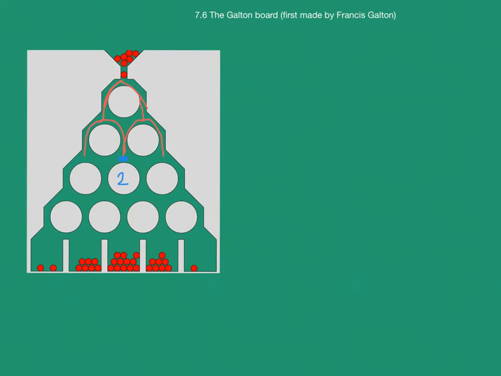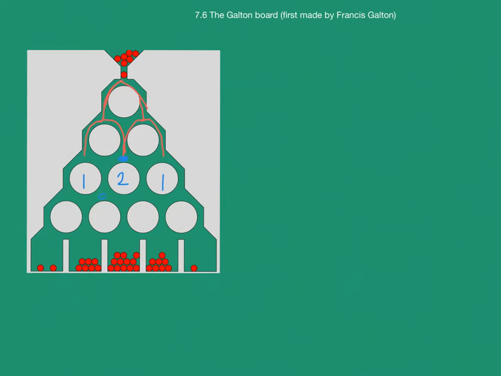And what about the pegs on the side? Well, there's only one way of getting here. That would mean that the ball has to fall down on this side and then on this side. So there's only one way of that actually happening. So we could write a 1 here, and the same would be the case for the other side.